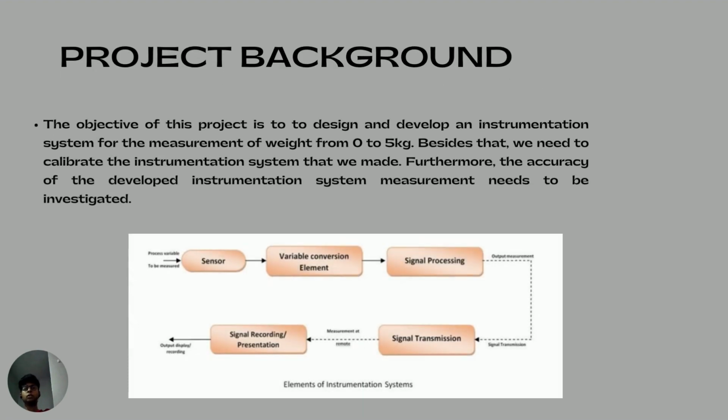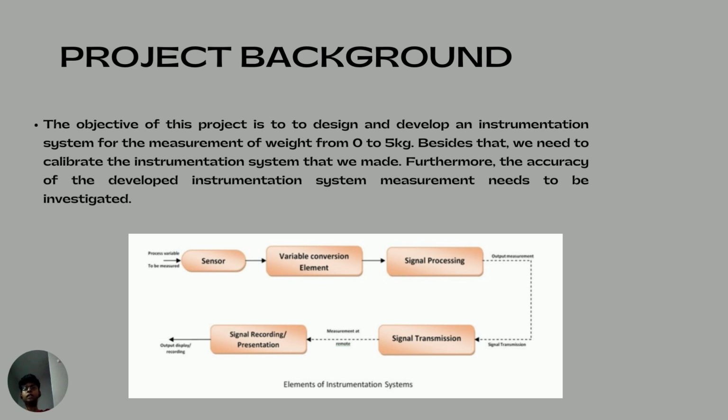So let's go for the project background a bit. Here's the objective of this experiment, where we have to design and develop an instrumentation system for the measurement of weight from 0 to 5 kg. Besides that, we need to calibrate the instrumentation system that we make. Furthermore, the accuracy of the developed instrumentation system measurement needs to be investigated.